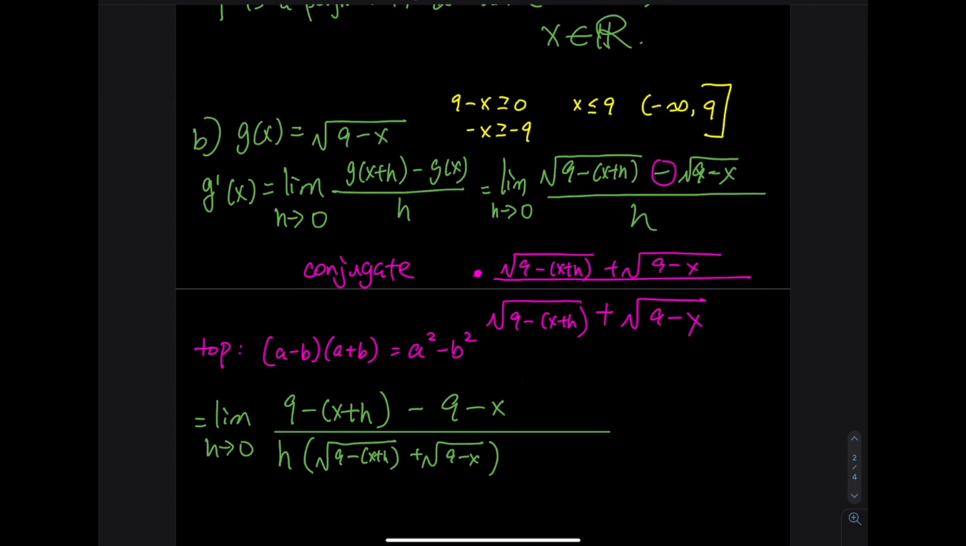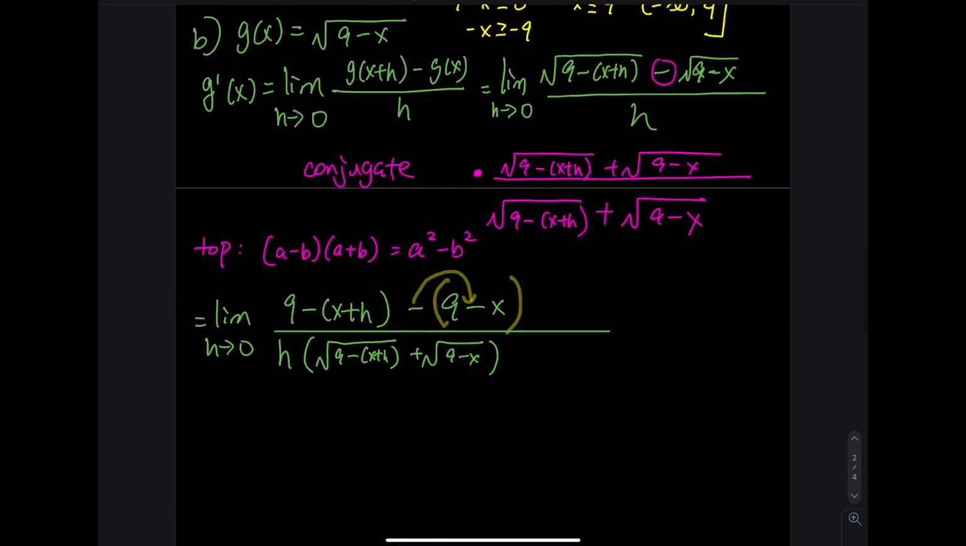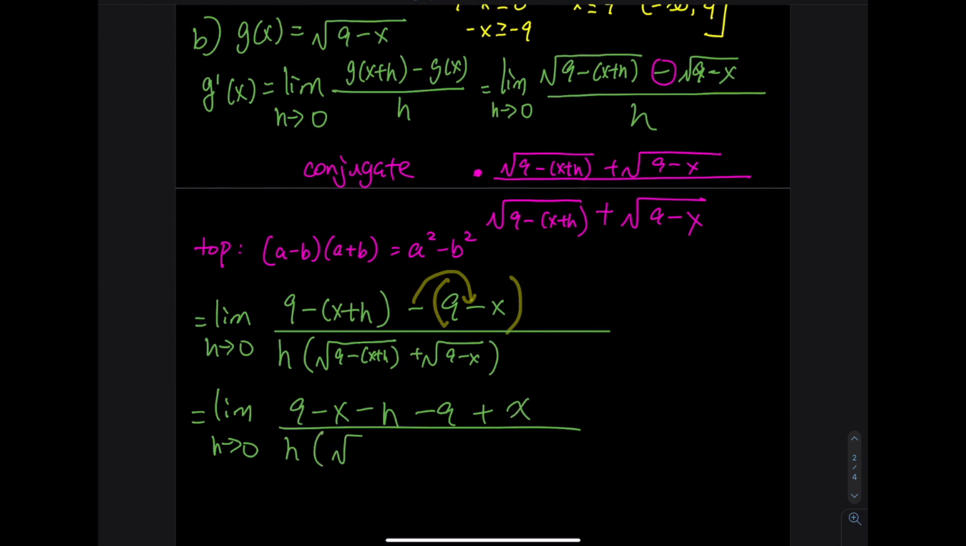Oh, there is one thing that I missed. Do you see what I missed? Is the top correct? The top is not totally right because I missed a parenthesis. This is very important. If you don't use the parenthesis, you will mess up the plus. Okay, so let's write another line. So the top, we have h goes to 0. We have 9 minus x minus h minus 9 plus x divided by h times the bottom of the conjugate.